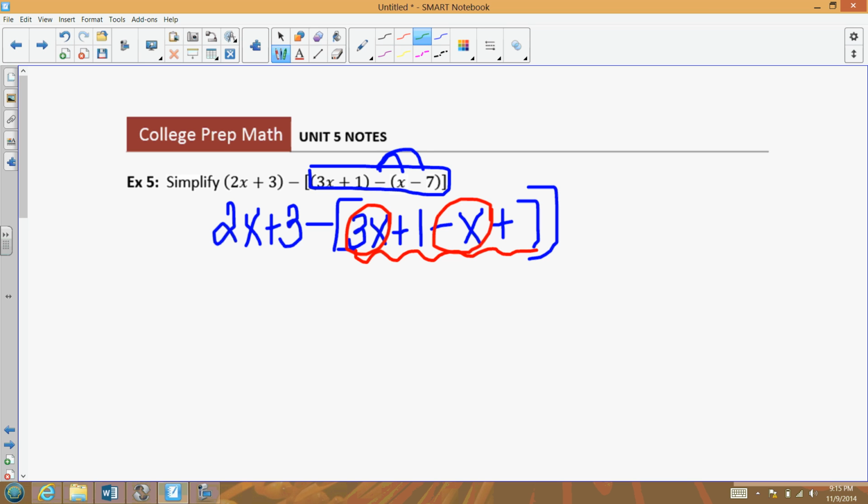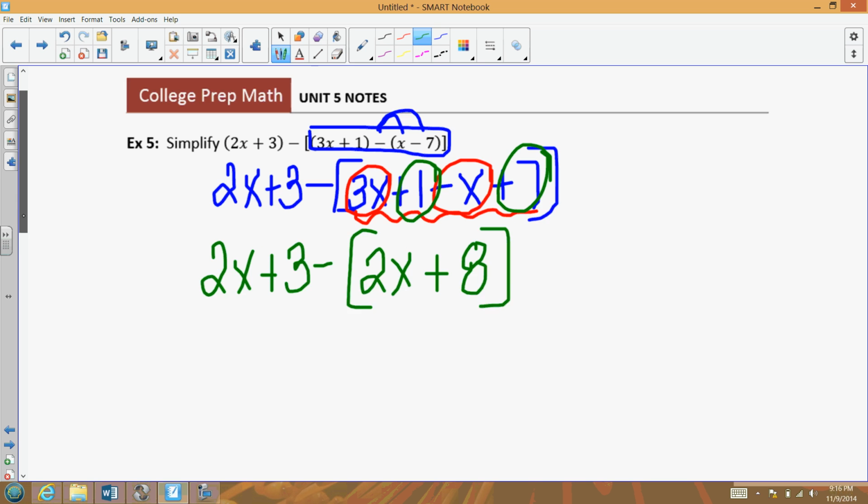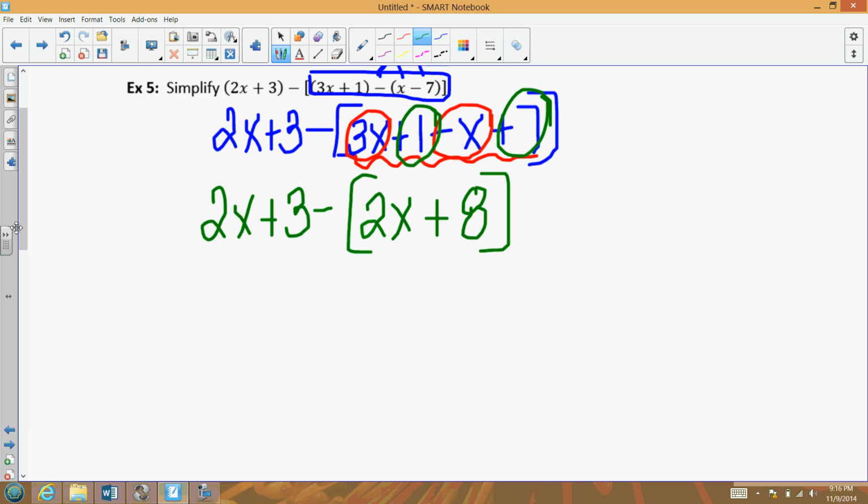So let me go ahead and just rewrite this. So I have 2x plus 3 minus, and this is all in brackets. So I have 3x minus an x is going to be 2x. And then I had a plus 1 and a plus 7. So that's going to be a plus 8. And now I've combined everything I can in the brackets, so now I can go ahead and distribute that minus sign. So I have minus 2x minus 8.